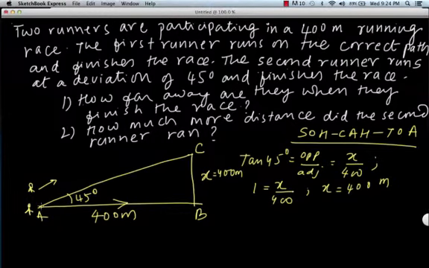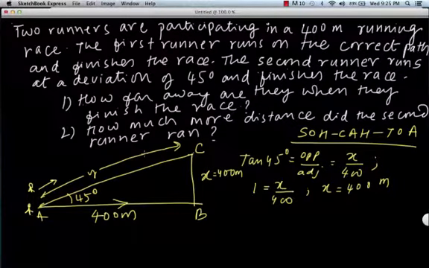So the distance ran by the second runner is given by the hypotenuse AC. We can apply either sine or cos, because we are asked to calculate y and we have both the opposite as well as the adjacent side. Or if you don't want to apply the formulas, you can apply the Pythagoras theorem and say hypotenuse square is equal to the sum of the squares of both the sides and calculate it that way as well. But I'll apply a trigonometric ratio to solve this problem. So I'll apply the sine.